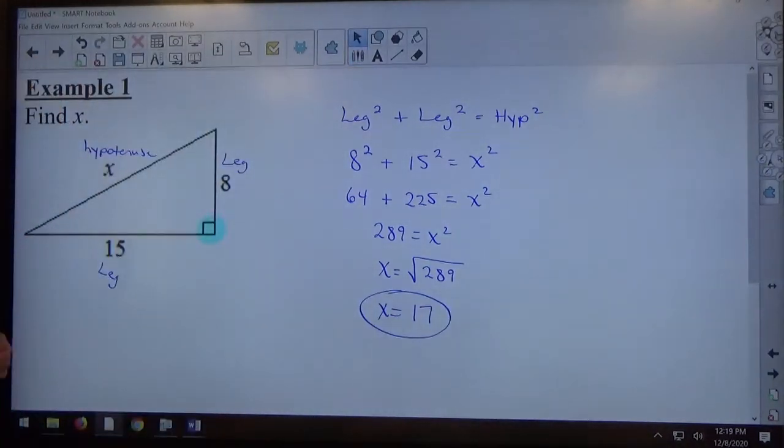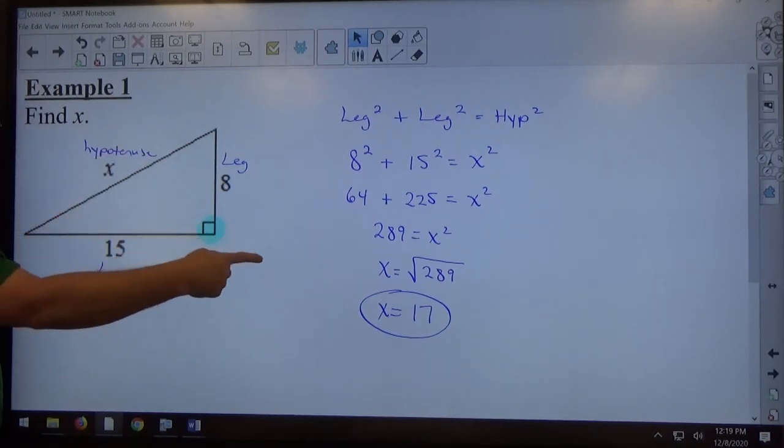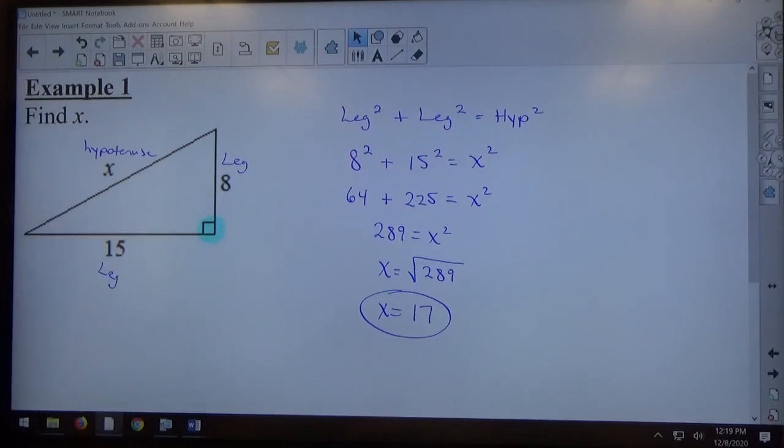Now, one quick check on a Pythagorean theorem problem. The hypotenuse is supposed to be the longest side. If you do it wrong, you'll get the hypotenuse either shorter than it's supposed to be or a leg longer than it's supposed to be. So the fact that x is the hypotenuse and 17 is bigger than both 8 and 15 tells me that's the right answer to this problem.